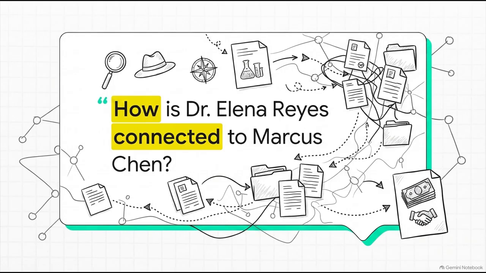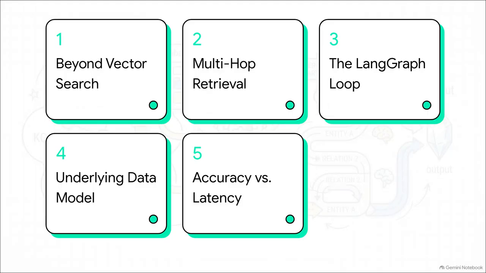Maybe document A mentions Dr. Reyes working on a specific project, and then way over in document B, it mentions Marcus Chen funding that exact project. Standard search totally struggles here. We need a system that can actually follow the trail. To see how we connect those dots, here is our roadmap for today.